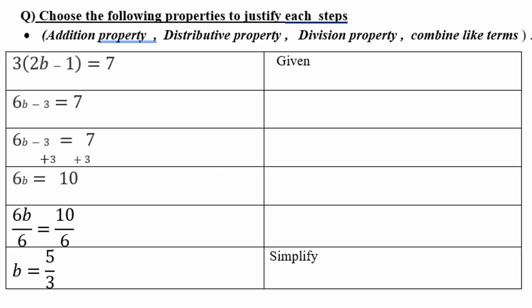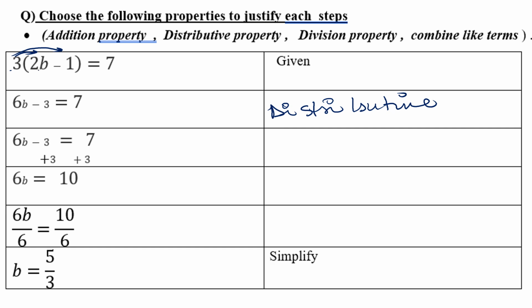Let's try this question and try to understand and name the properties. So, here, 3(2b minus 1) equals 7. It is given to us. What do we do first? We open the brackets. When we open the brackets, it means which property are we using? We are using the distributive property.